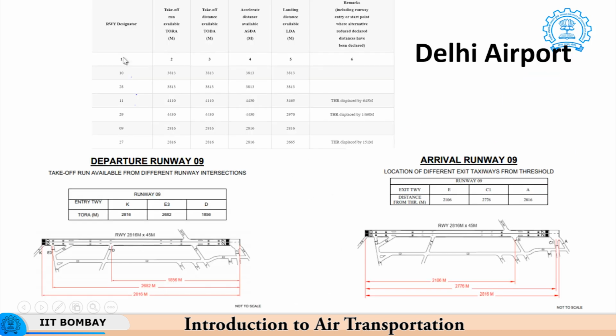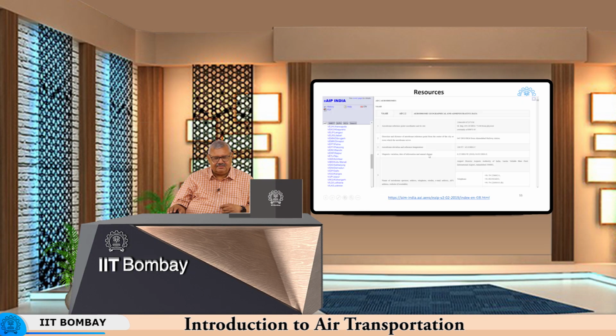If you look at any chart, you will find takeoff run available, takeoff distance available, accelerate-stop distance available, and landing distance available mentioned for all the airports, and in some cases you can see a threshold displaced by some 65 meters or 160 meters. So, this is how the charts are indicated. You can see the numbers given in the chart.